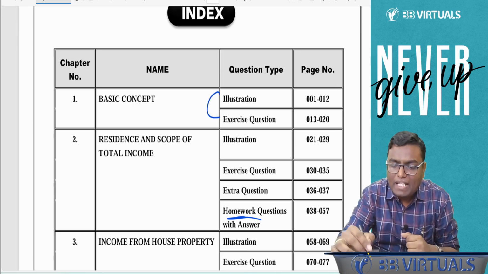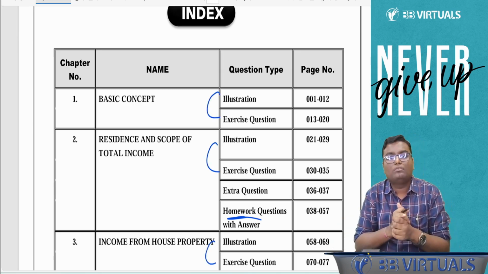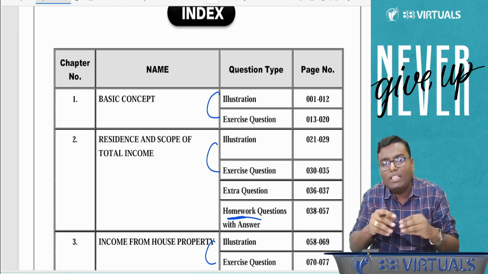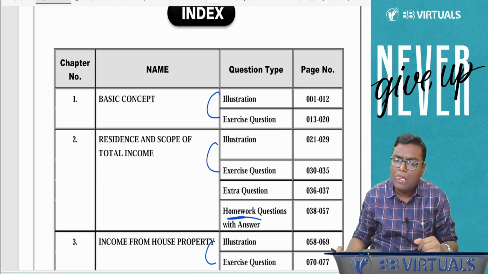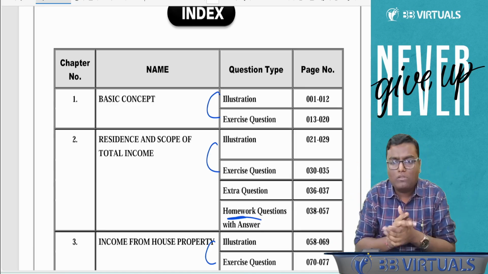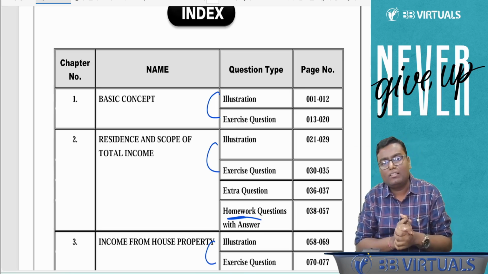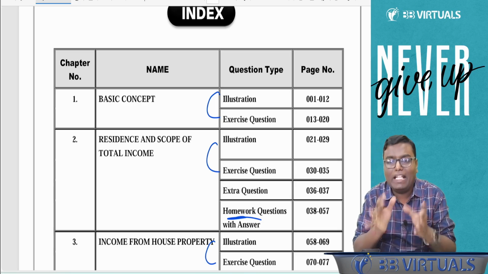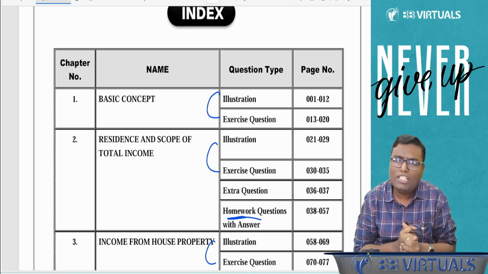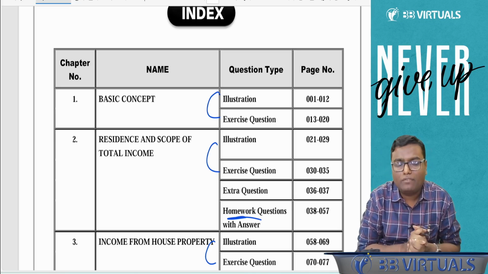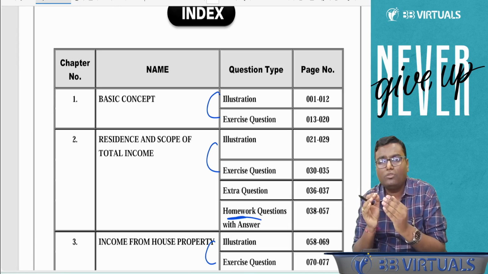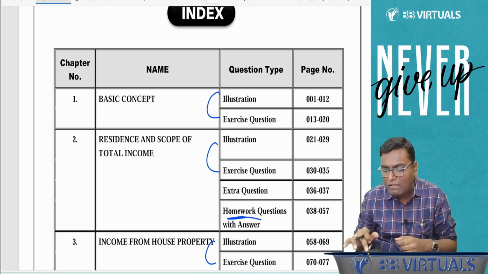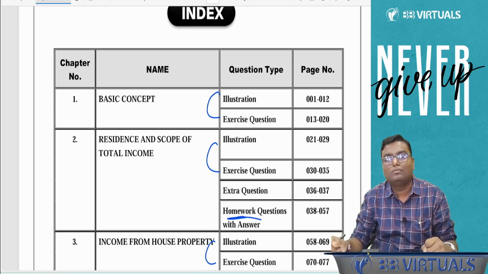The illustration and exercise questions which I'm talking about are all related to ICAI question answers, which we will be doing in the classroom itself. So yes, 100% summary notes are there, question answers are there, and that's how we are going to do this direct tax subject. For many of the students, this is an interesting subject. For many, this is a difficult subject. For many, this is a moderate subject. How will this subject be for you?